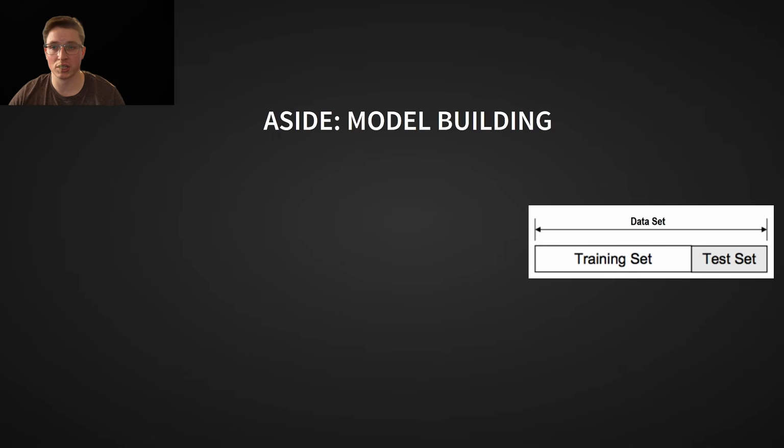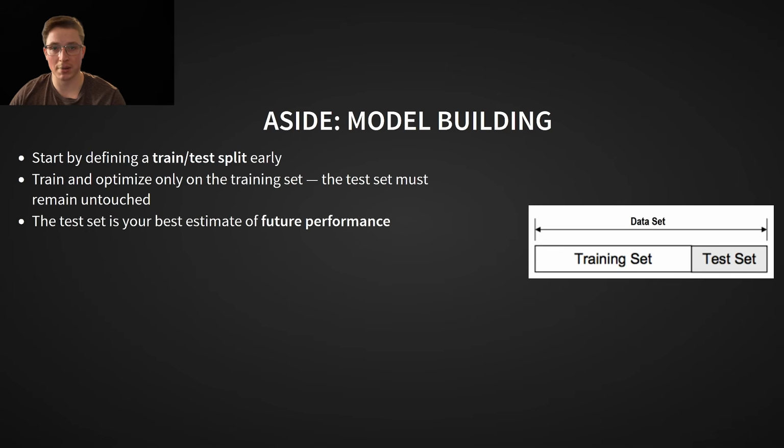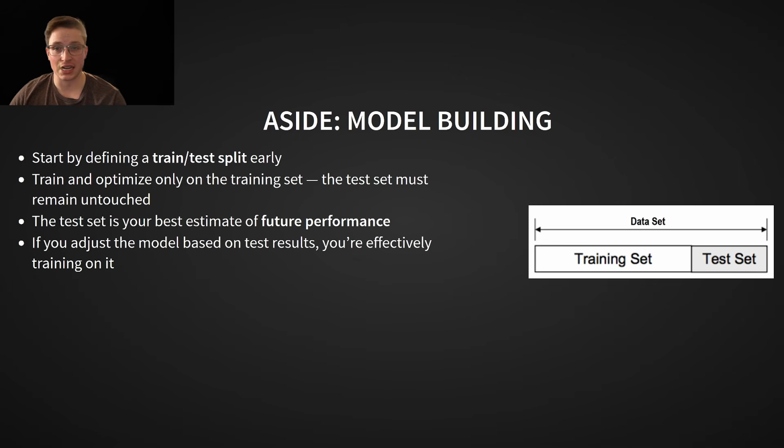We'll set up a regression using these features as inputs. Before going too far, it's important to highlight a few key principles when building any model. Earlier in our research, we defined a train-test split. This means we're training and optimizing our model on one part of the data, while holding back a separate portion that remains completely unseen. The test set, which is the data we held back, is our best approximation of how the model will perform on future data, so it's crucial that we don't touch it during optimization.